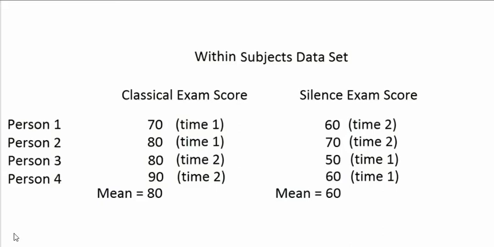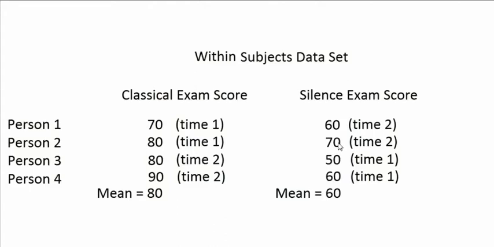I want us to focus in on this data set a little bit more closely before we move on, just because I want to point out a few important features of this data set. So first of all, notice how the classical column is half time 1 and half time 2. So these two scores, 70 and 80, both occurred at time 1, and these two scores, 80 and 90, both occurred at time 2. And if you look at the silence score column, notice how it's also half time 1, half time 2. So the 50 and 60 occurred at time 1, the 60 and 70 occurred at time 2.